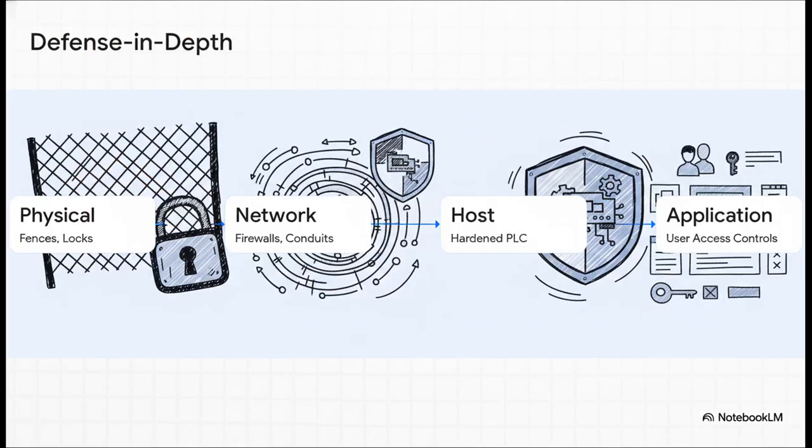This idea of zones and conduits leads us straight into another core concept, defense in depth. Security should never be about a single magic bullet. It's about creating multiple overlapping layers of defense, like the layers of an onion. It starts with physical security, things like fences and locks. Then you add network controls, like firewalls and those conduits we just talked about. Then you harden the devices themselves. And finally, you secure the applications with things like user access controls. If one layer fails, you have others to back it up.